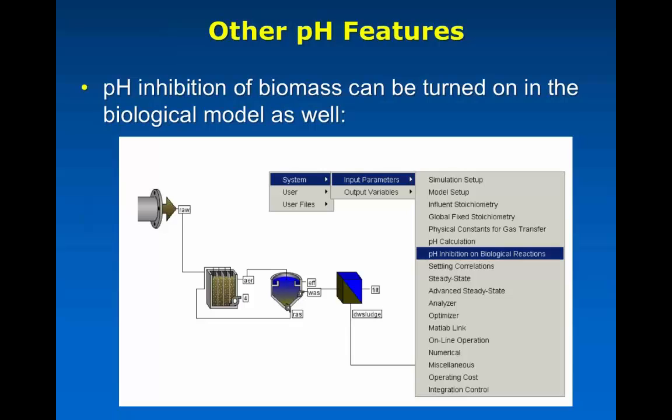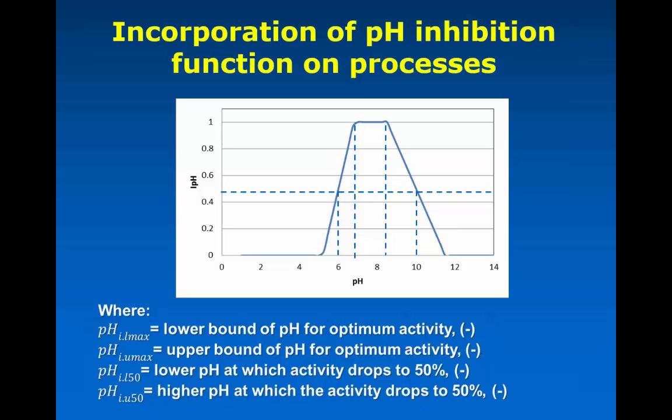First of all, I'll mention that this is turned off by default, and if you wish to turn on the pH inhibition, you come by right-clicking in the background here, selecting System Input Parameters, and then the pH inhibition menu here. This inhibition term is most of the time equal to 1. In a pH range, say between 6.5 and 8.5 or something like that, there's a boundary that you specify where it's equal to 1, and there's essentially no effect from the pH.